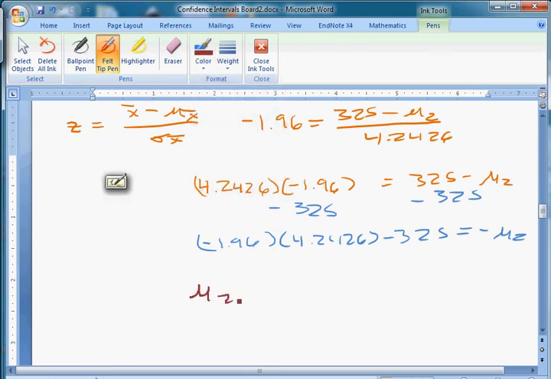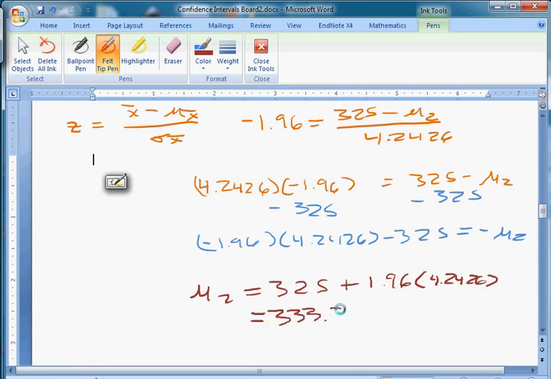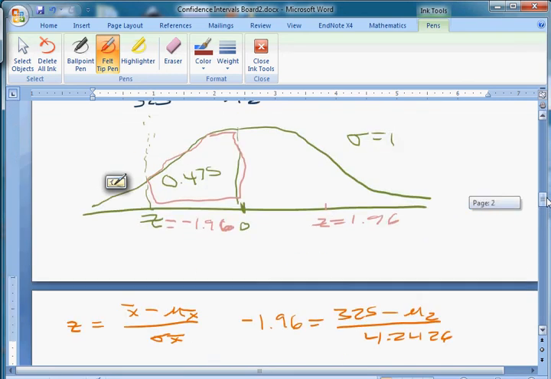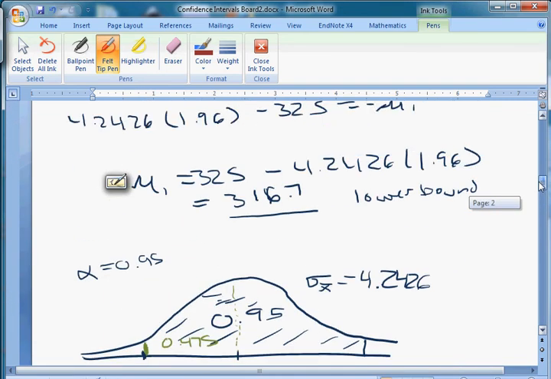Mu2 equals 325 plus 1.96 times 4.2426. Okay. If you punch that into your calculator, you should get 333.3 repeating as our value of mu2. So that's the upper bound. That is the true population mean if our sample mean falls just on the bottom of the middle 95%, the middle alpha. So those are the two bounds: 316.7, 333.3.